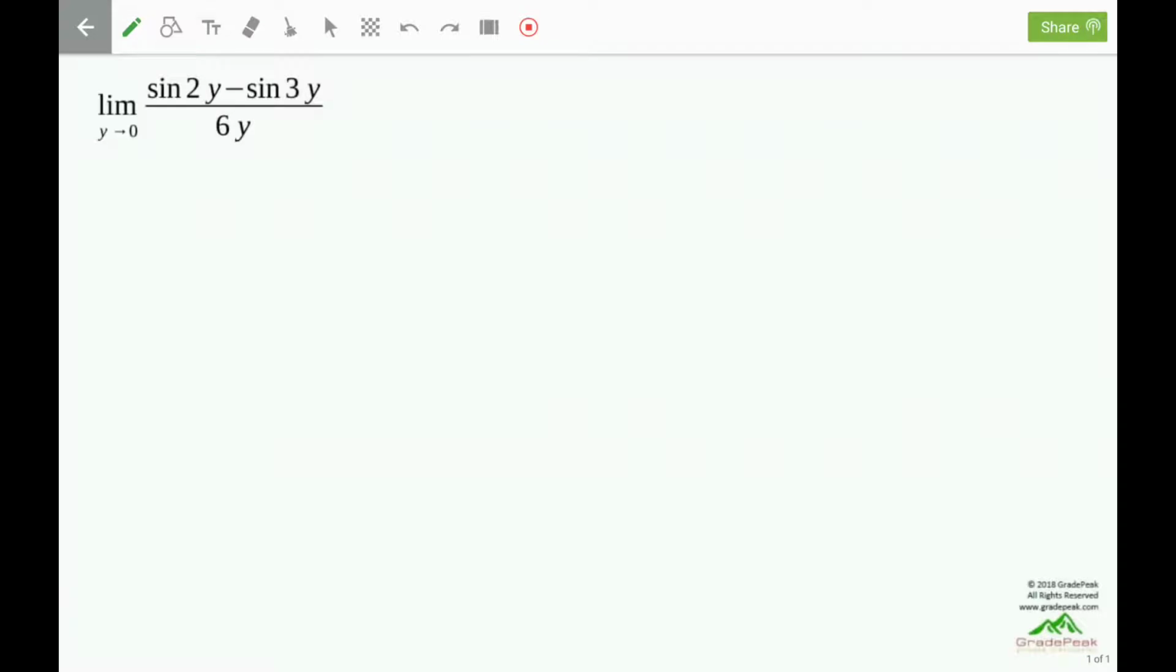Limit as y goes to 0 of the sine of 2y minus the sine of 3y divided by 6y. First thing we're going to do is try plugging a 0 in for each of the y's. That will give us sine of 2 times 0 minus the sine of 3 times 0 all over 6 times 0.